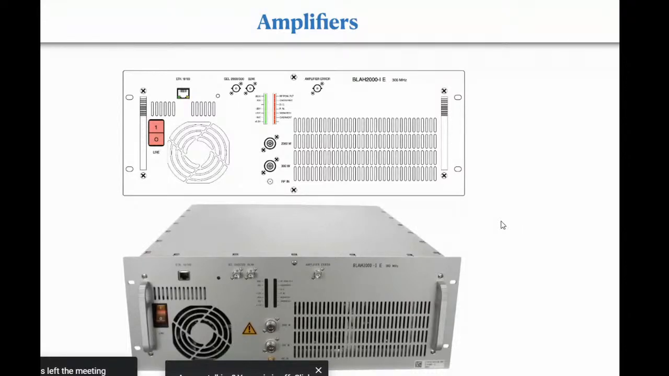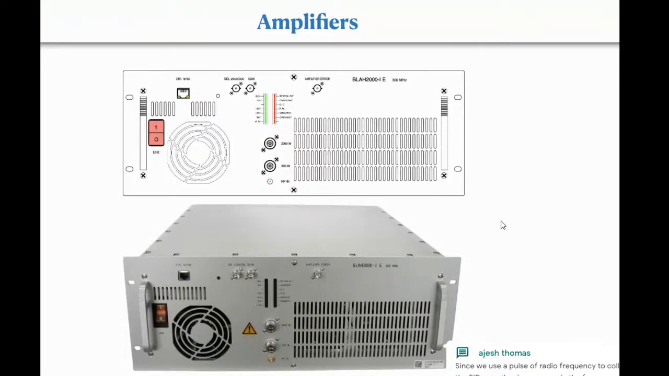Each nucleus, each channel does not require so much power. For the proton, it requires around 50 watt amplification. For carbon 13 and nitrogen 15, somewhere around 150 to 200 watt amplification is required for the pulsing. I'm talking about the pulsing, the amount of power required to take the magnetic moment from the Z direction to the X or Y direction. Right.